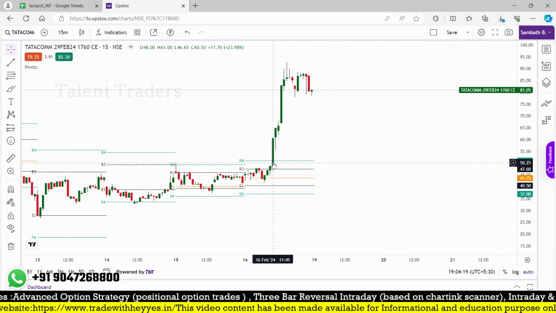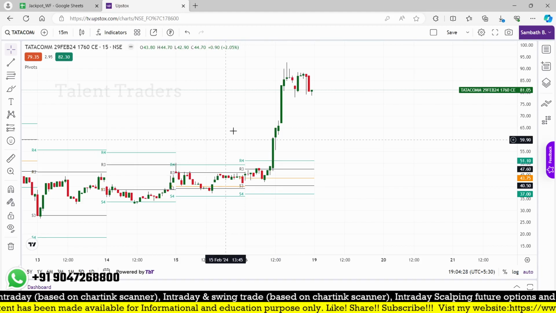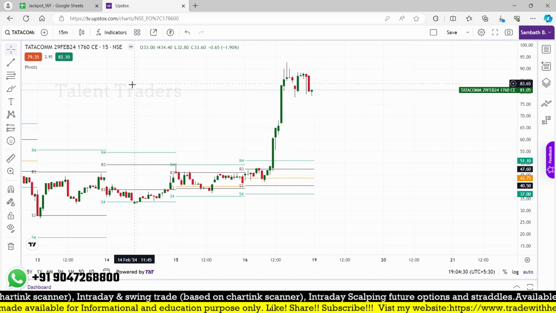So we are avoiding the stock which breaks our level before 9:30. After 9:30, if it breaks, such stocks only we are looking at for an opportunity. Such a good breakout which we have seen.